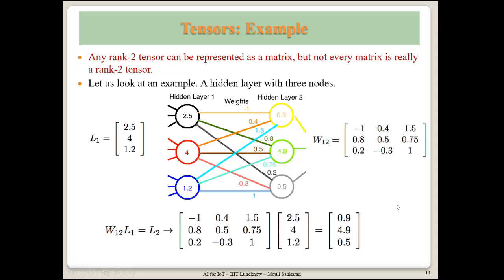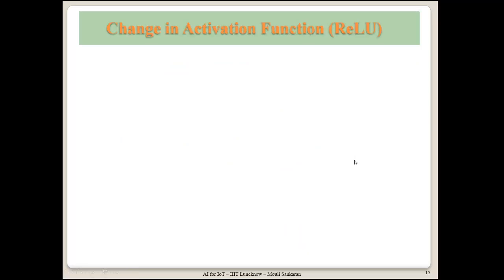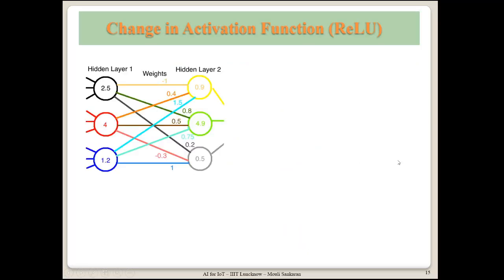Now I am going to tell you what is the difference between a matrix and a tensor. How is it different? Now imagine, what is an activation function? I mentioned that the activation function is something which is performed by the node inside based on the input given. The mapping between the input and the output is the activation function.